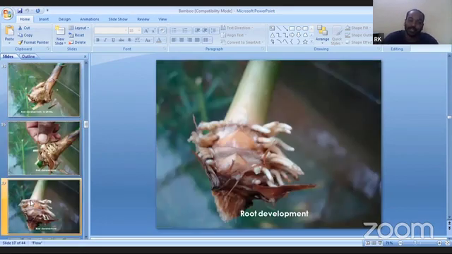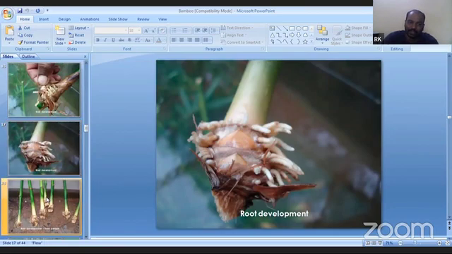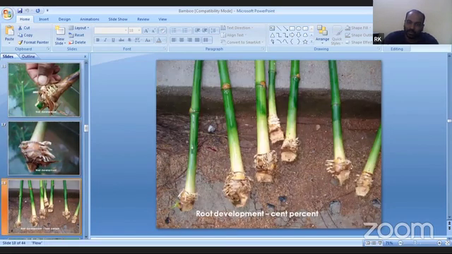Then what is the next? Root development. Okay. What is the next? Root developed, 100% possibility. No failure in this method. So 1, 2, 3, 4, 5, 6, 7.